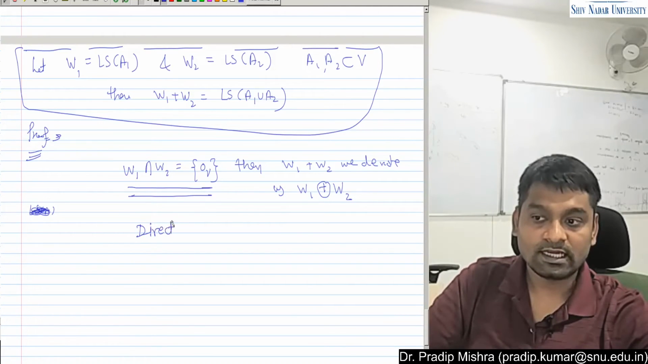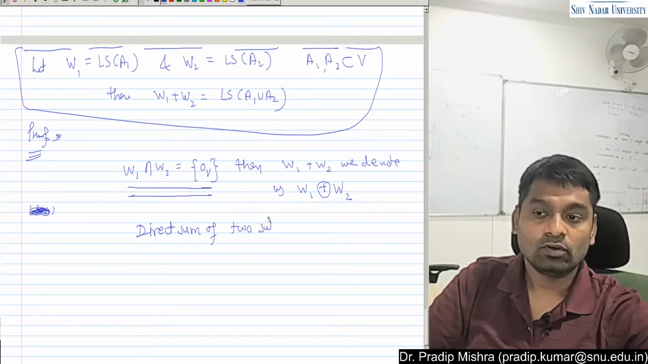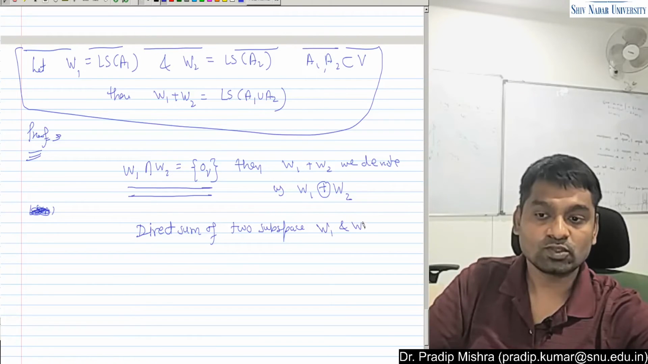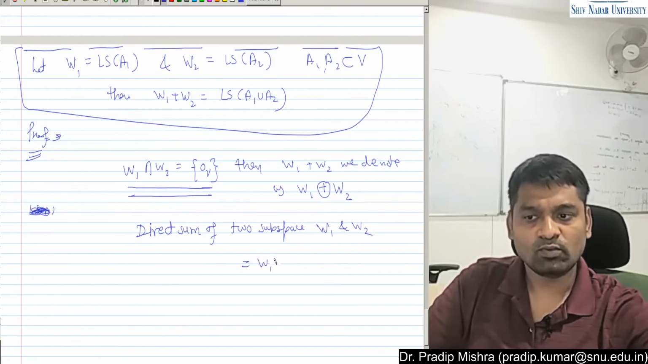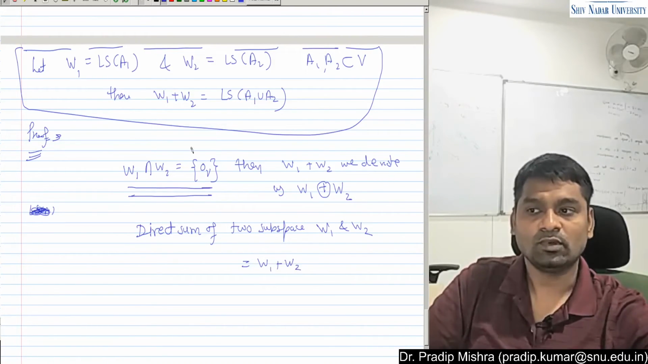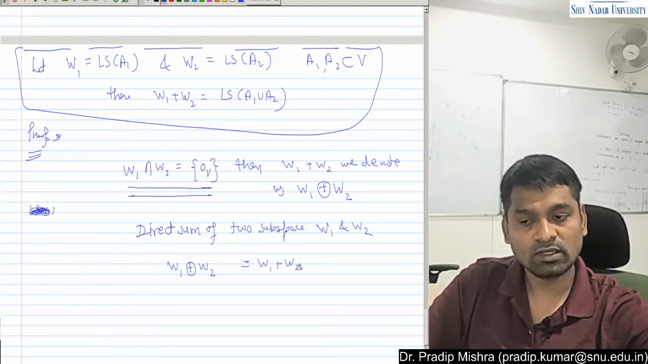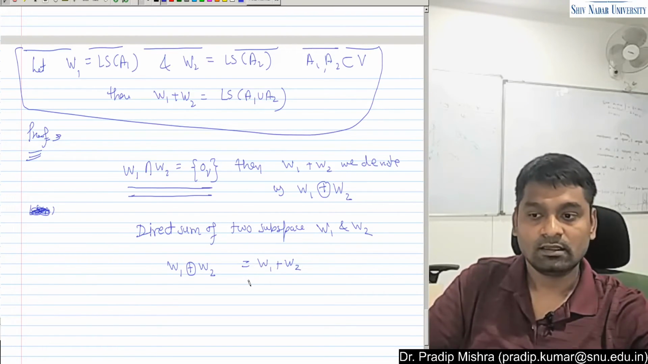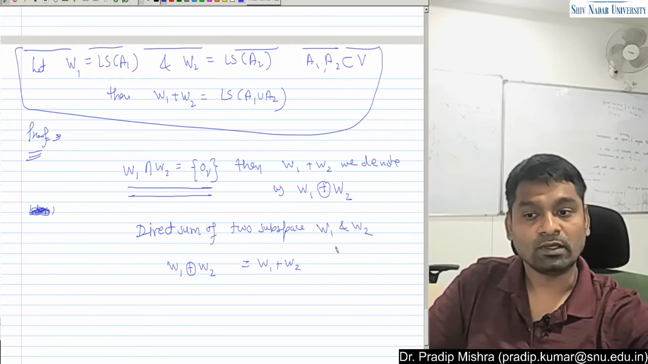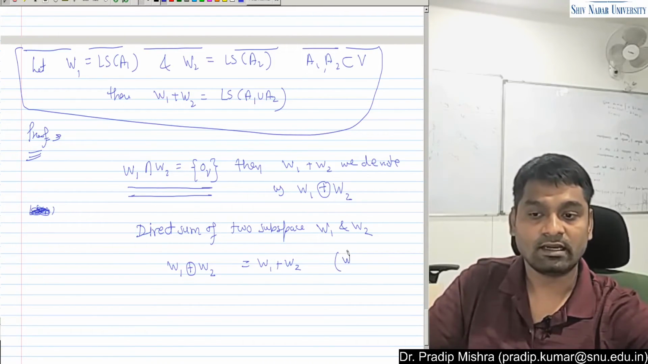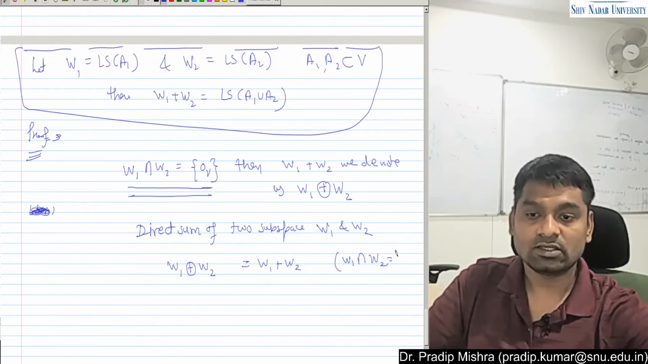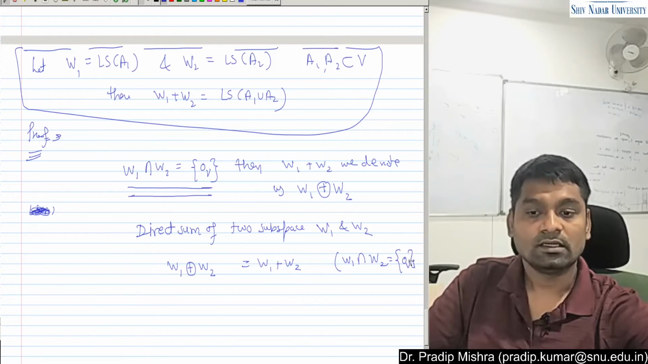What is the direct sum? The direct sum of two subspaces W1 and W2 is equal to just W1 plus W2, whatever we have defined. So the direct sum is equal to W1 plus W2. But the hidden condition is, once you write the direct sum, this intersection is equal to 0_V.